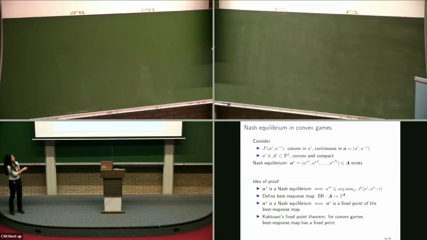Based on that, we can define a best response map that takes a joint strategy and gives us the set of minimizers for each player of their respective cost functions. And just by definition, A star is a Nash equilibrium if and only if A star is a fixed point of this best response map. Then there are several fixed point theorems that we can use for convex games. The one that would be convenient is Kakutani's fixed point theorem, which helps us establish that this best response map will have a fixed point, and so we have a Nash equilibrium.